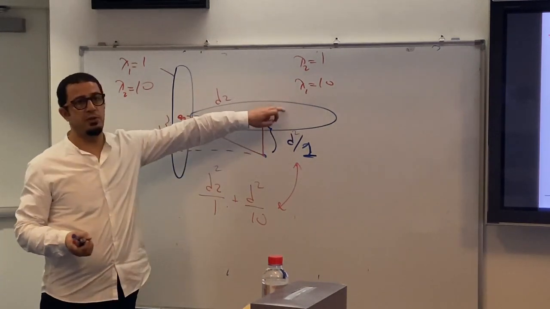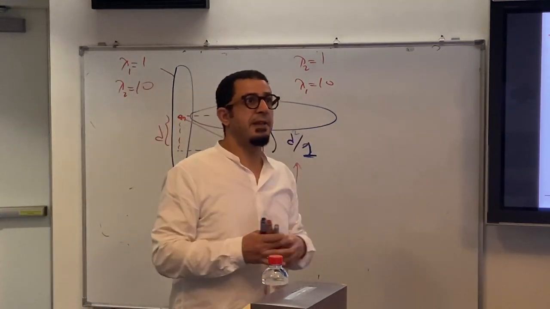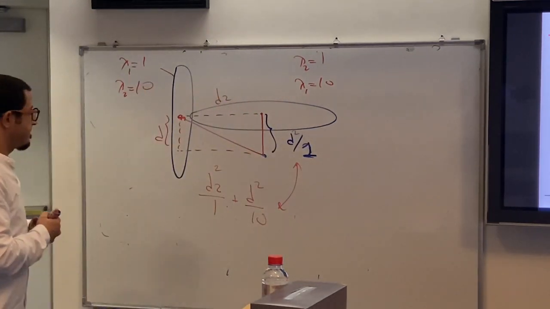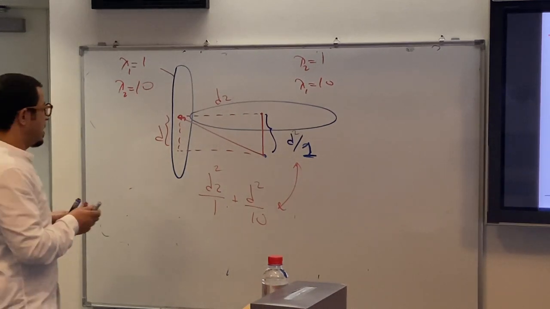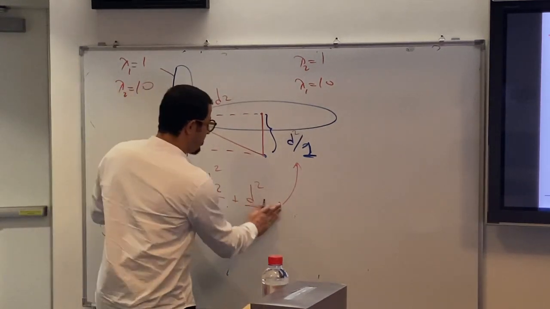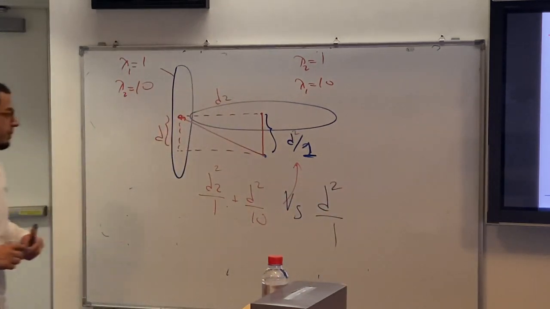So for sure it belongs to B, right? Actually, for one data, we divided by lambda 1, and for another, by lambda 2. This one I have to compare with what? With D square over 1, right? Yes. So the other one.